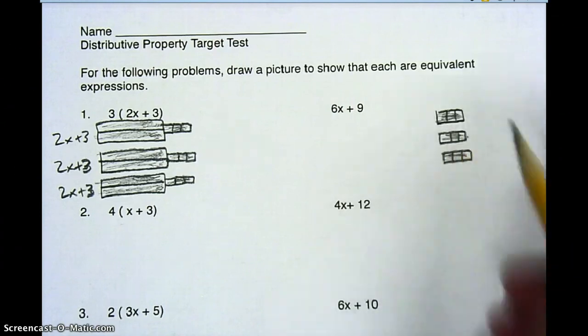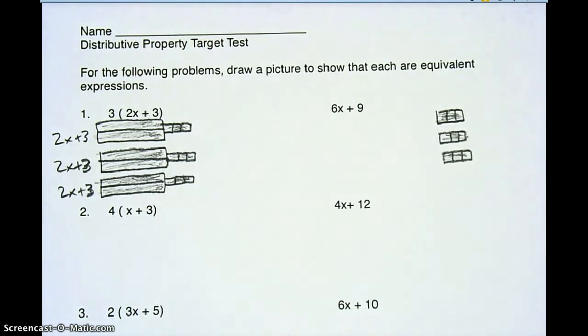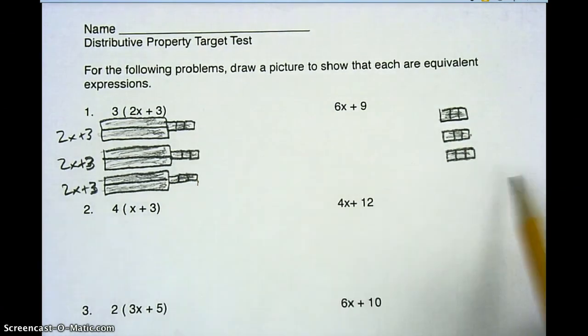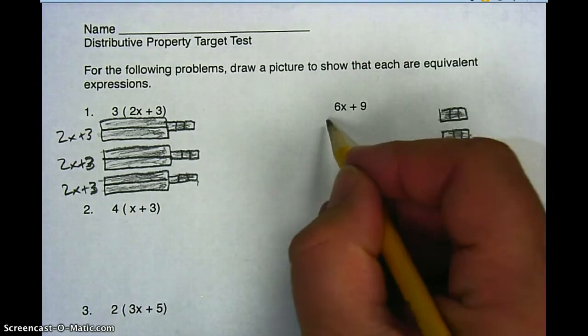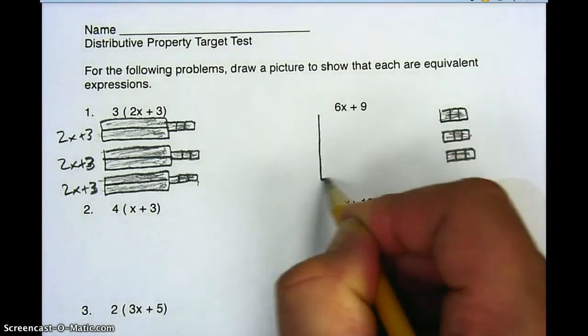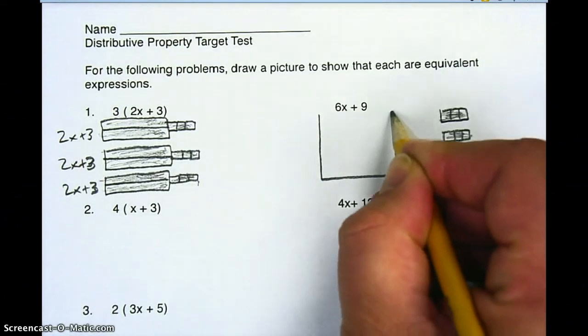And as you see that there's my 9. What I've done is I've moved this, this, and this over there and made my 9. So I'm showing that that's the 9. And now I'll move my x's over there too. So I have a total of 6 x's.